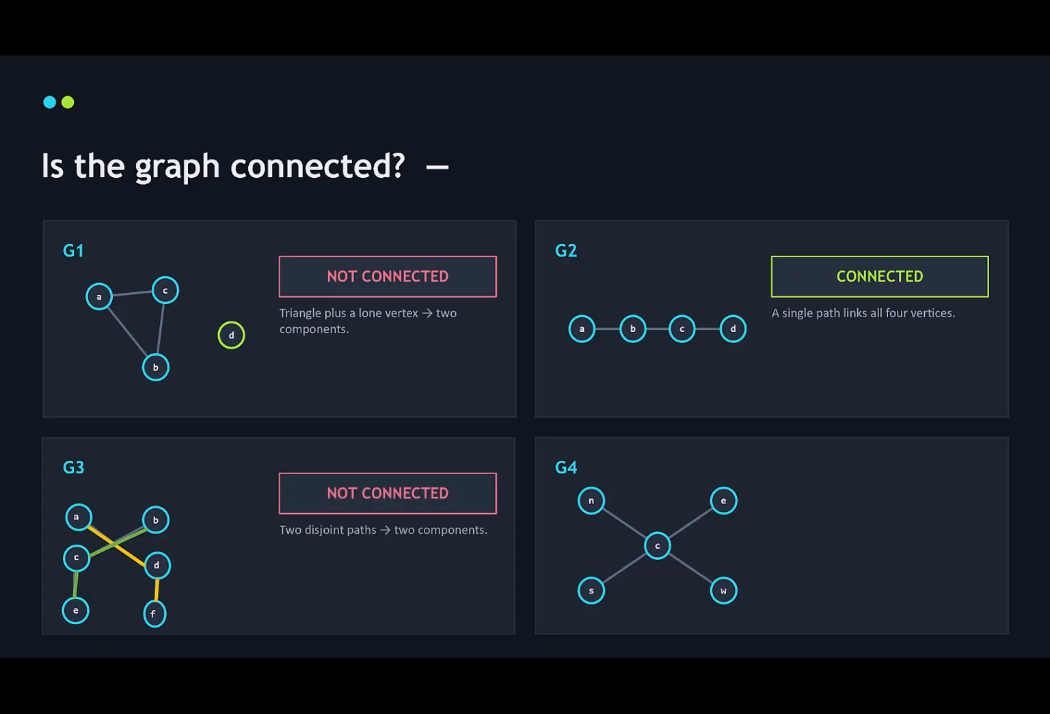Let's finish up with G4 that has 5 vertices all connected to a central vertex of C. This time the graph is connected. We can see every vertex can be reached through a series of edges.